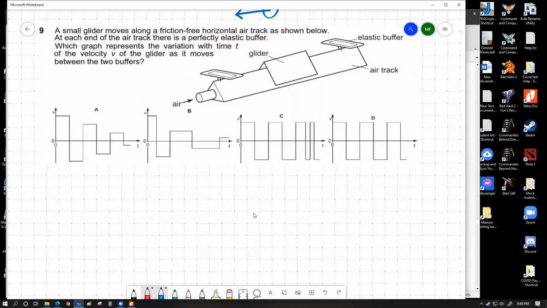Anyway, question number 9. Have a look. A small glider moves along a friction-free horizontal track as shown below.